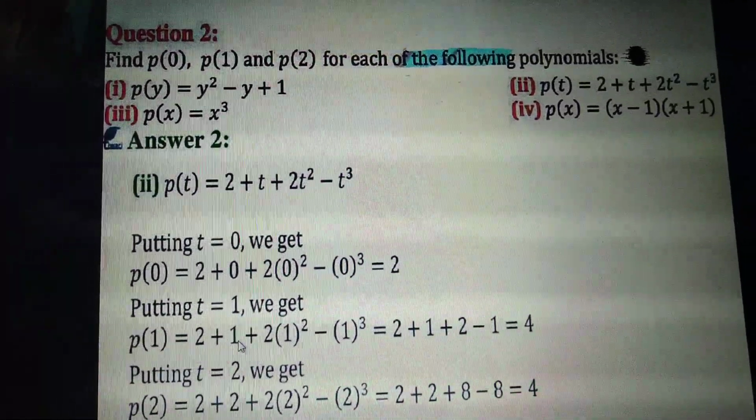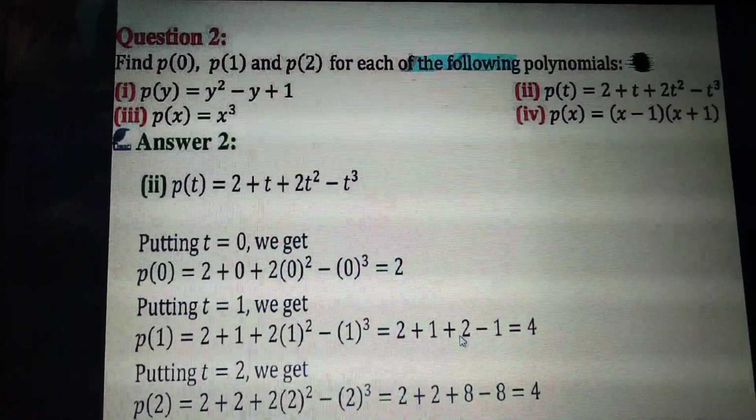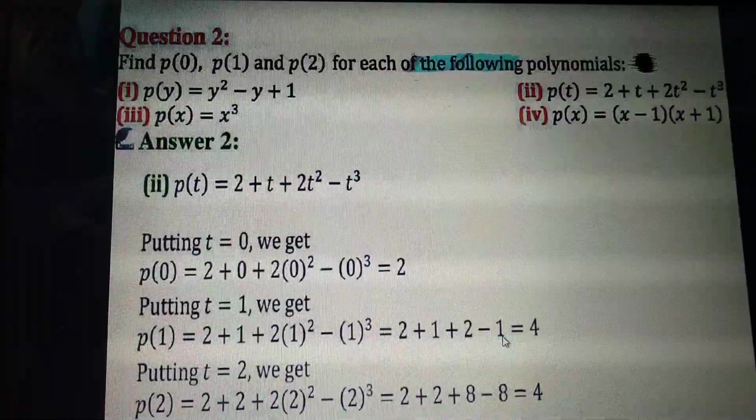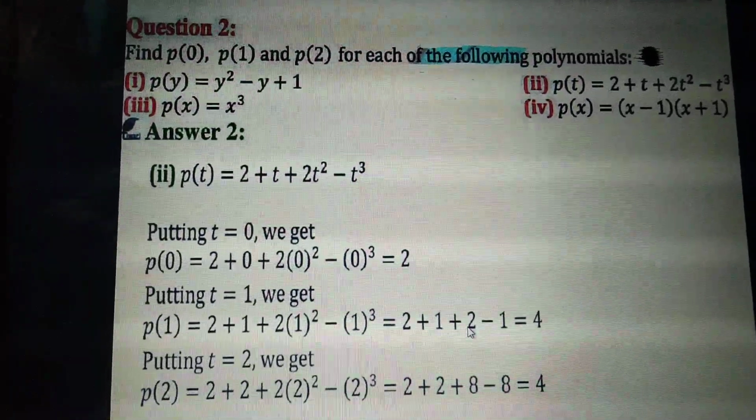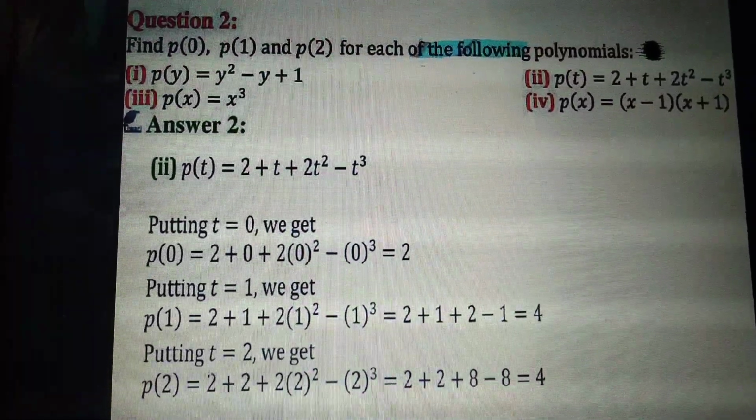2 plus 1 plus 1 square, that is 1. 1 into 2, 2 minus 1 cube, 1. So 2 plus 1 plus 2, which is equal to 5. 5 minus 1 is equal to 4.